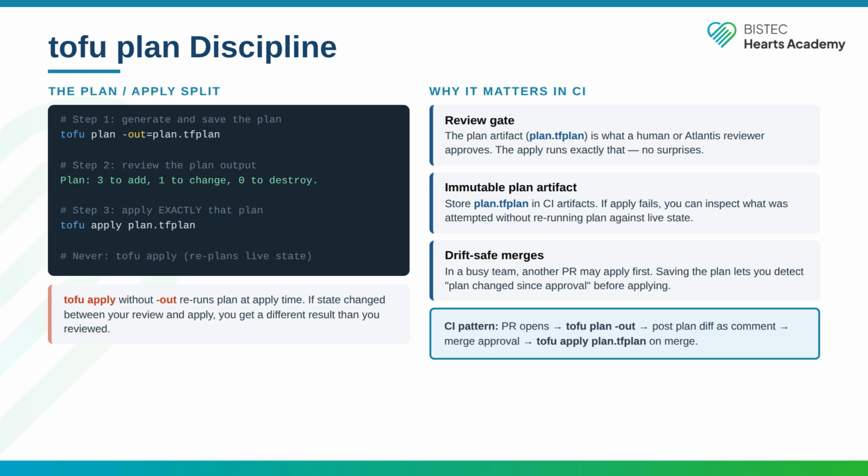The -detailed-exitcode flag matters for automation. Exit code 0 means no changes. Exit code 1 means error. Exit code 2 means changes present. Your drift detection CI job uses exit code 2.